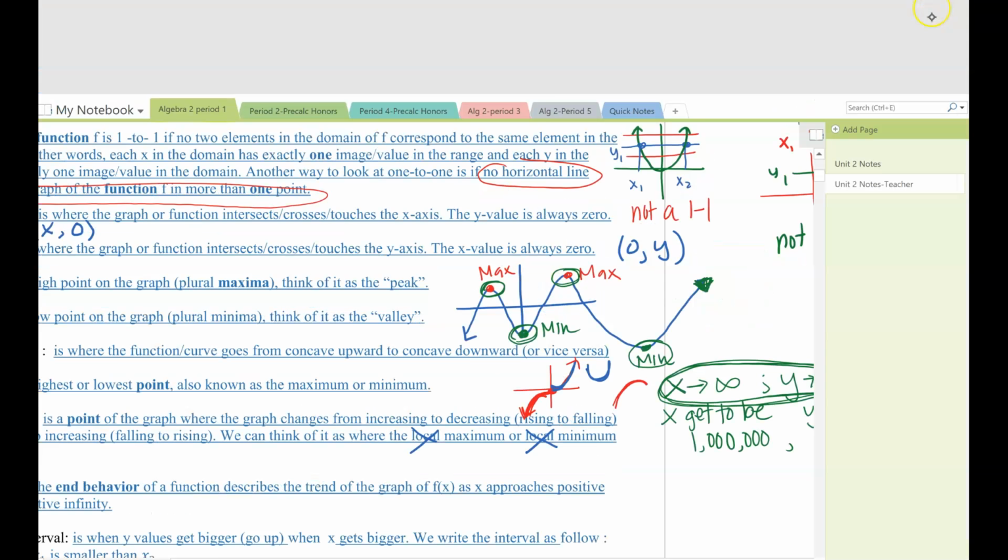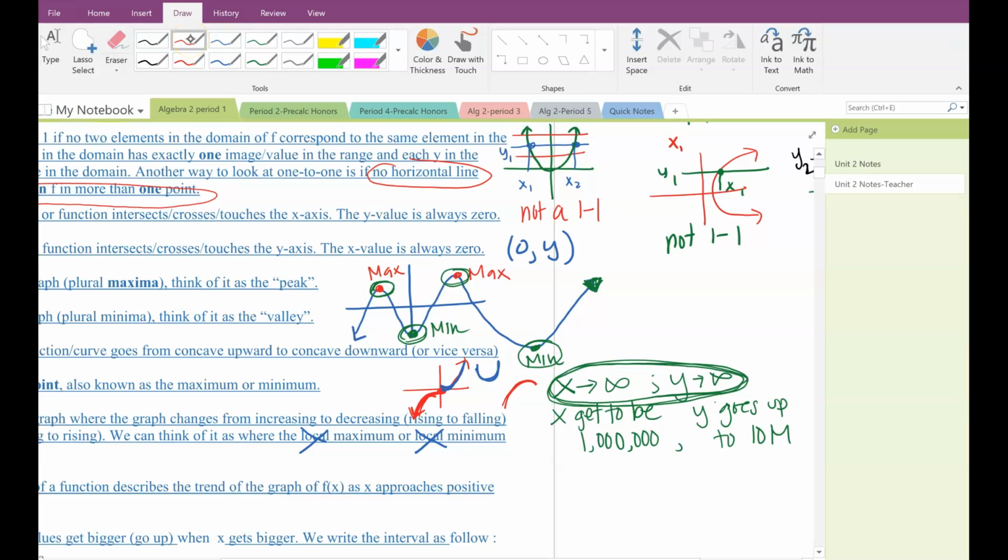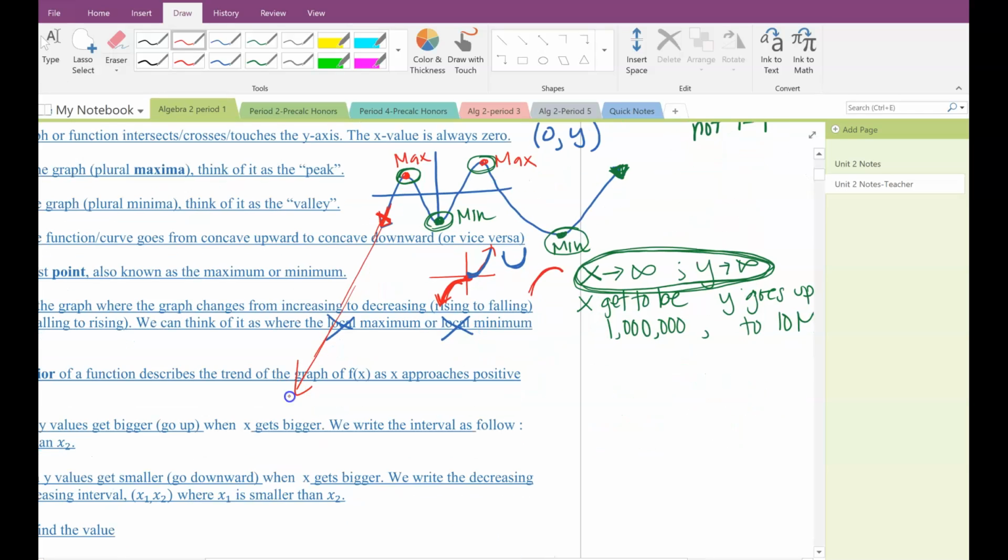Now, how about the left end behavior, where x goes to the left? This arrow is saying that it keeps going down and out. We just stop there because the paper doesn't allow us to go any further. As x goes out to the left, x approaches negative infinity. When you see negative infinity, think of a negative million, negative 10 million. What is the behavior of y? Is y going up or down? In this case, y is going downward, so y also approaches negative infinity.